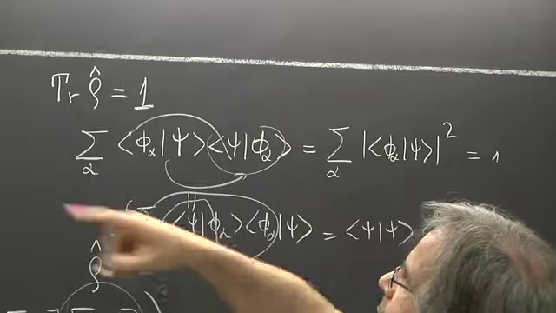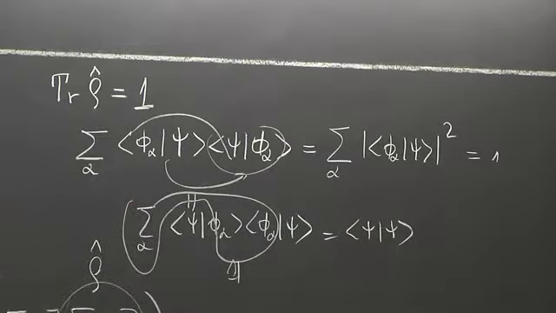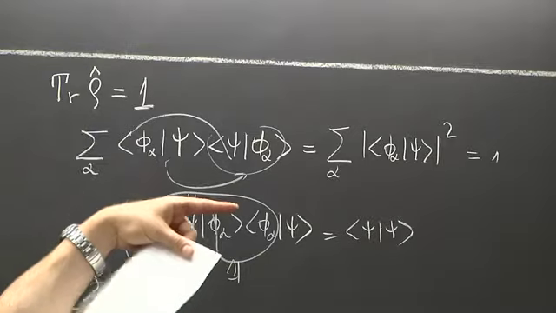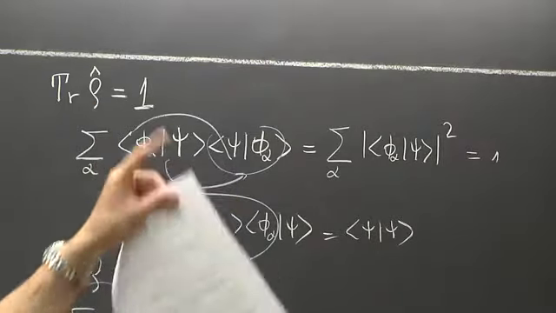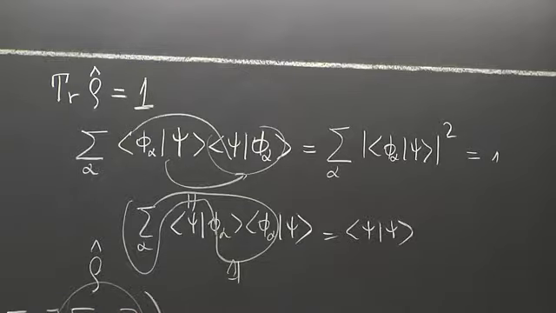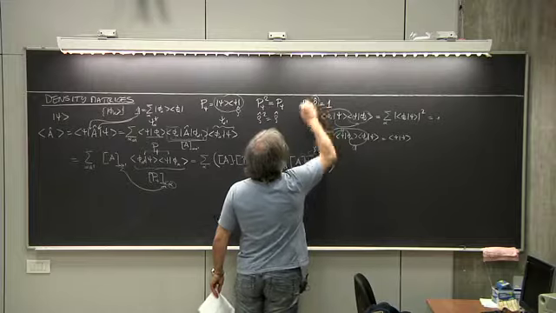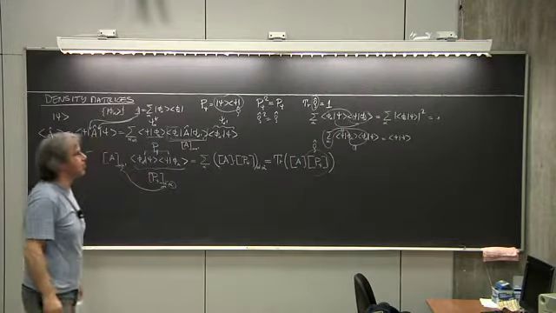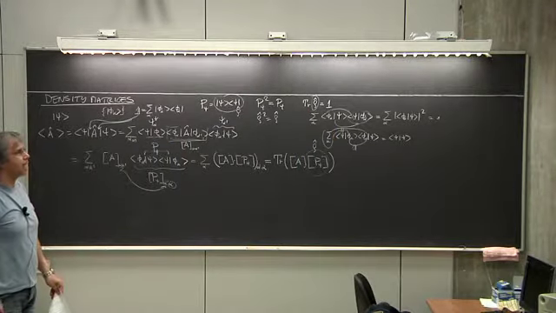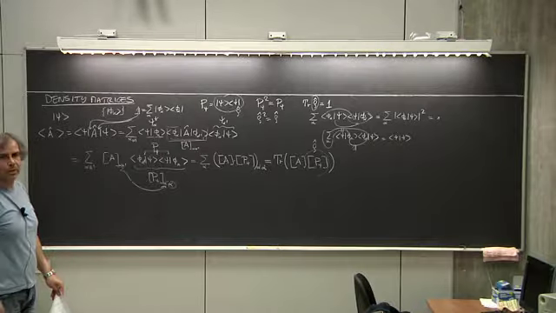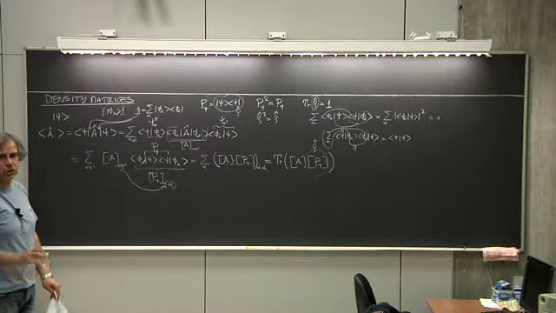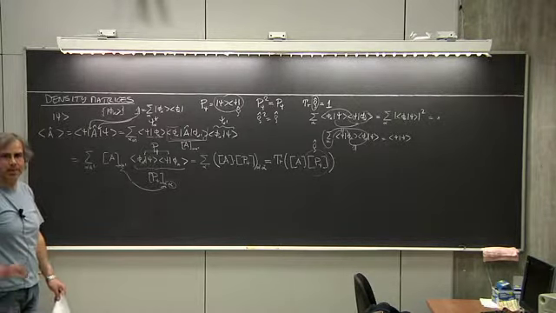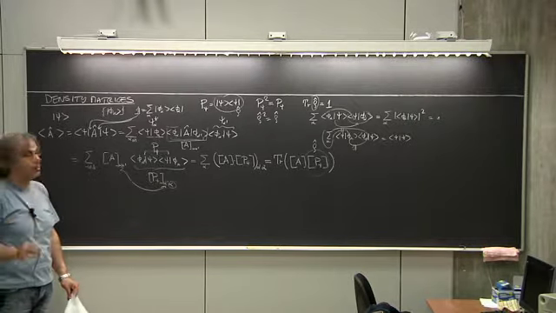So if the state is normalized, as I always assume, the trace of the projector should be 1. Okay? So I've just renamed P psi as rho, and therefore the trace of rho should be 1. Okay. All right, until now? I mean, this is just a change of names. Okay? P psi, the projector, I've called it rho.